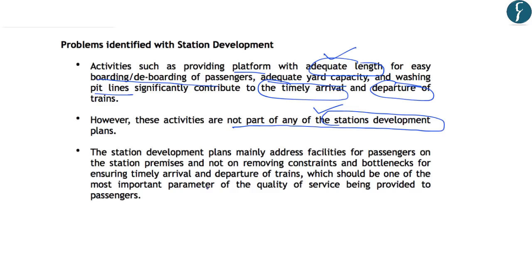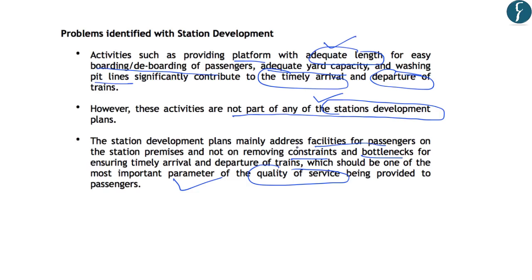Further, the report says that the station development plans mainly address facilities for the passengers and not the removal of constraints and bottlenecks for ensuring timely arrival and departure of trains. And the report highlights that timely arrival and departure of trains should be one of the most important parameters of the quality of service being provided to the passengers, and not just the facilities at the station premises. So these two aspects should be included in the quality of service that is being provided to the passengers.